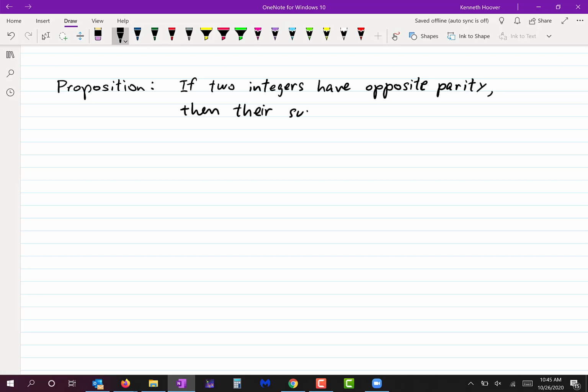This is really easy to prove, but we're doing it because I want to show you something very particular, okay? So let's prove this. All right, so we're going to start with two integers, right? So let x and y be integers. And I want to say suppose they have opposite parity.